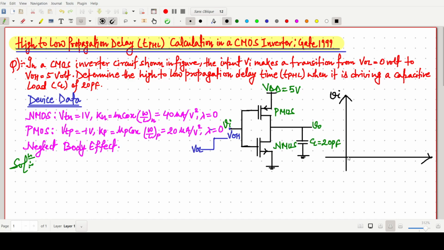Okay. So first, for the time being, I am saying the input is somehow like this. This one is our input voltage, that is our Vi. Okay, and the output, so output voltage very simple. When the input is low, output will be high. So I am just making it this one.